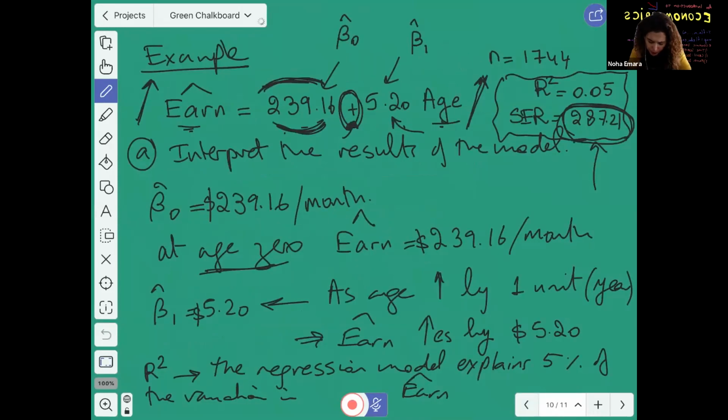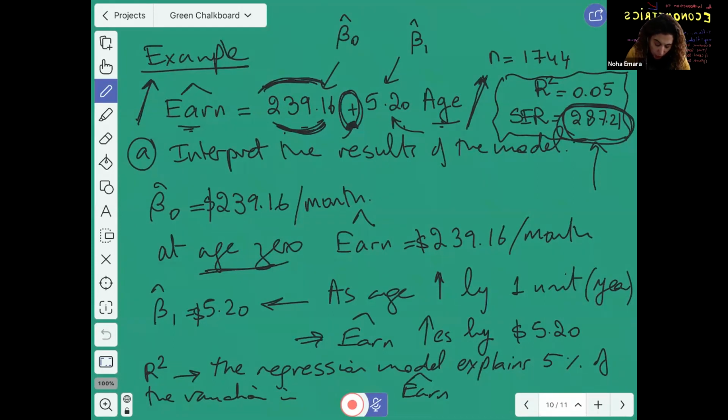Okay, point A. Point A is all about interpreting the results. Have you watched a video on the measures of fit? Just type for me, yes or no. Okay, good.